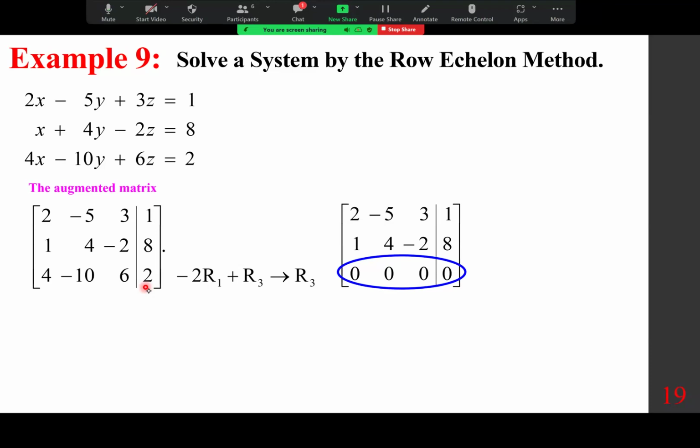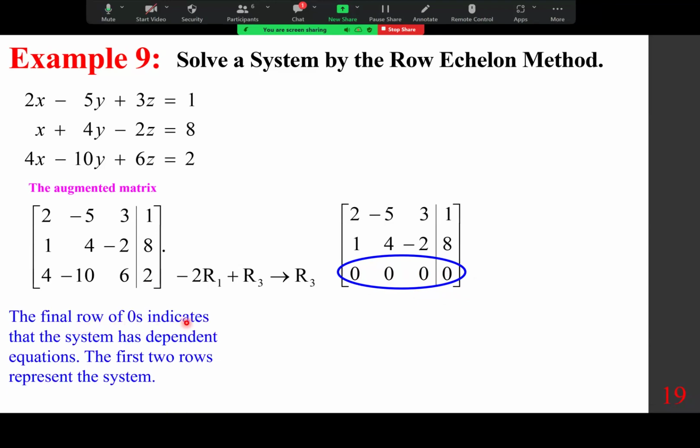Now something different happens. Again, you could put it into technology, but I want to make a point here, and this is extremely important. This means 0x plus 0y plus 0z is equal to 0. In other words, 0 equals 0, which is a true statement. And that means we have a dependent system. So the final row of zeros indicates that the system has dependent equations.